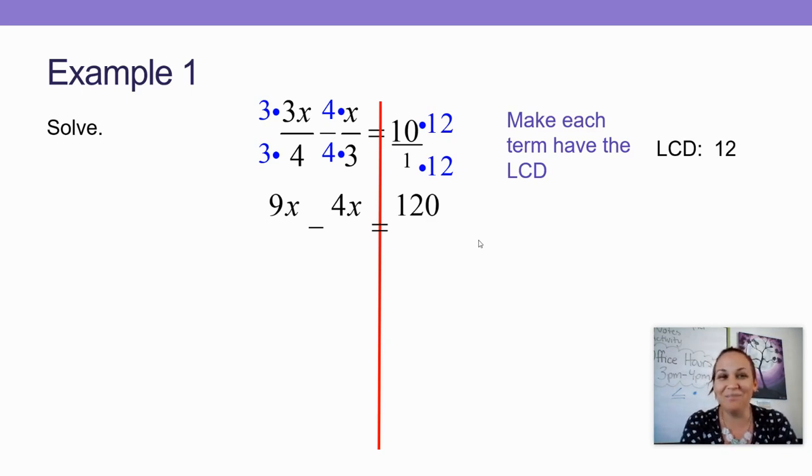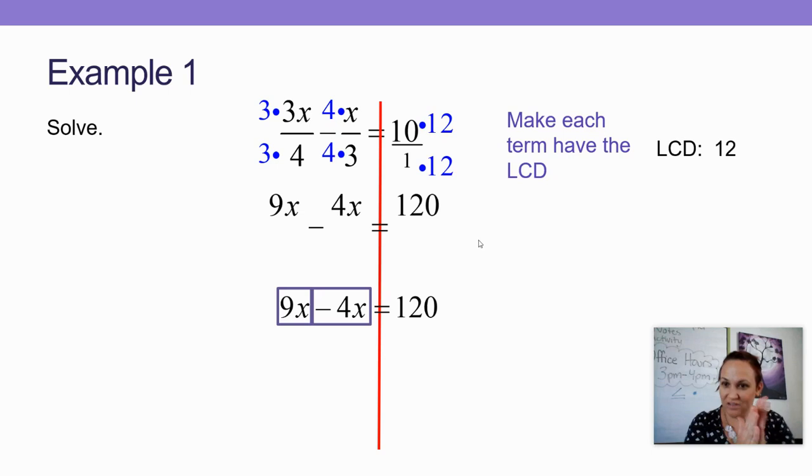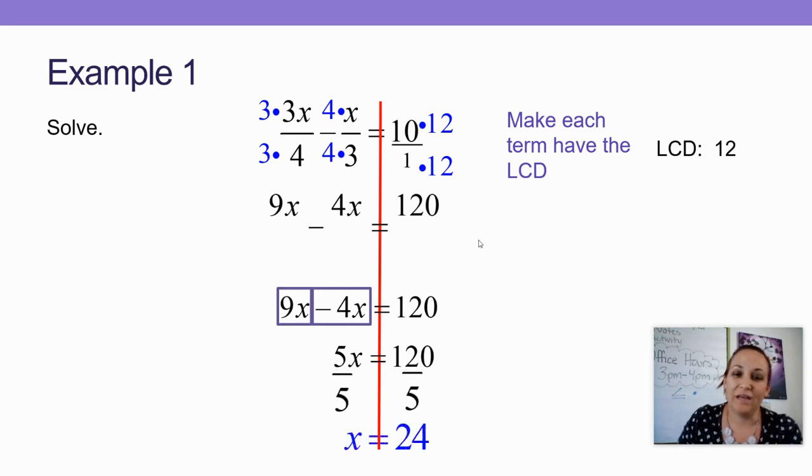Now I have a much simpler problem. My problem now says 9x minus 4x equals 120, and I can solve that in just two more steps. We need to combine like terms. 9x minus 4x makes 5x. We just add them together exactly how they are, so 9 and a negative 4. Then I'm going to divide both sides by 5, and I get my final answer: 24.